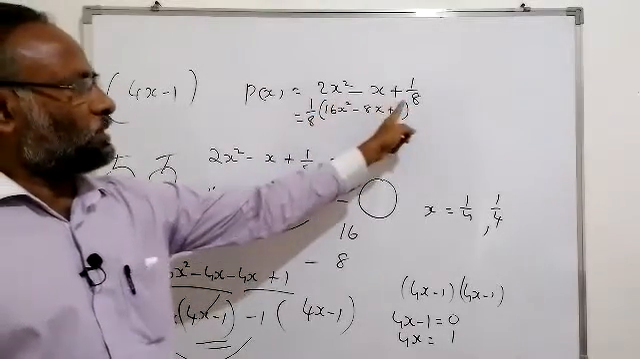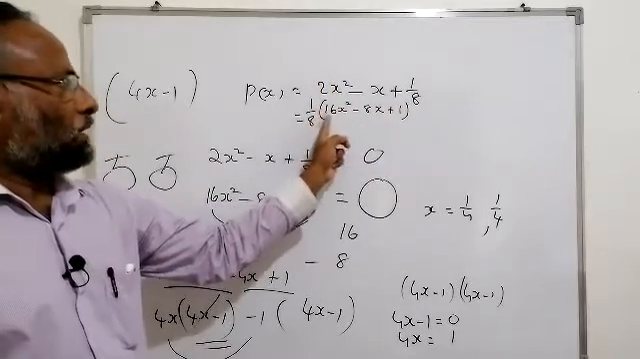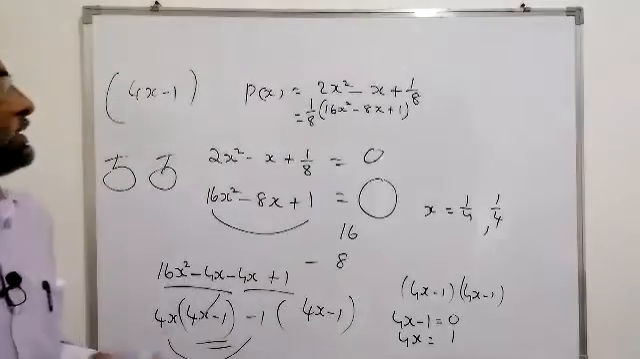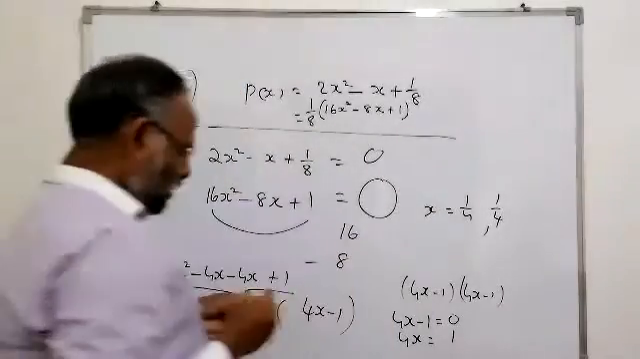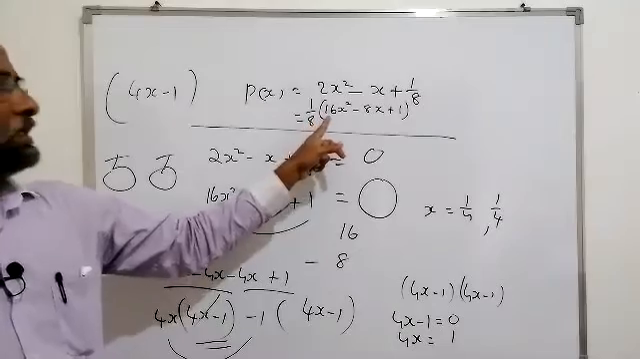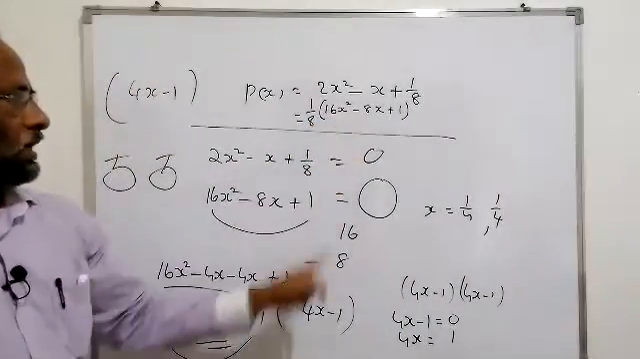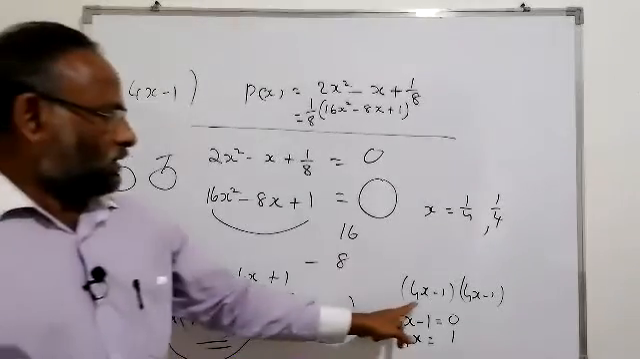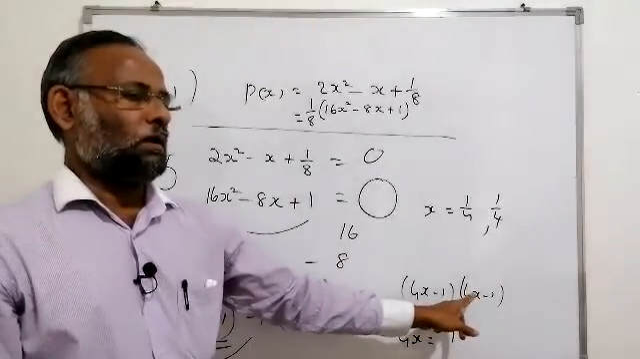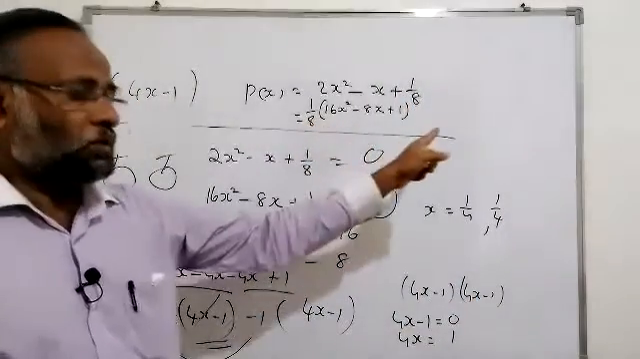See, this all LCM 8. Multiply by 8 and divide by 8. Multiply by 8, I wrote here, and divide by 8, 1 by 8. See the difference. If it is a polynomial, factorization like this, 1 by 8 into 16x square minus 8x plus 1, then 16x square minus 8x plus 1, we are getting 4x minus 1, 4x minus 1. Their factorization only. 1 by 8 into this one it comes.